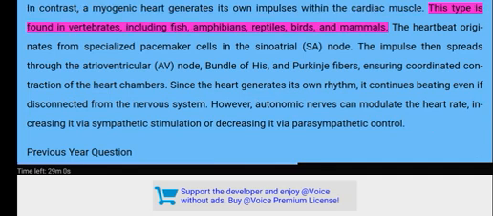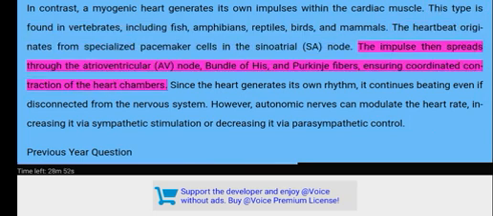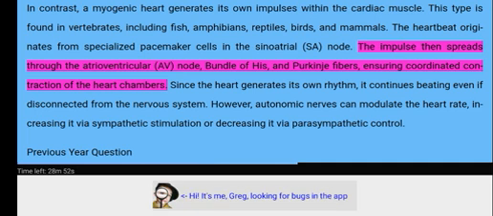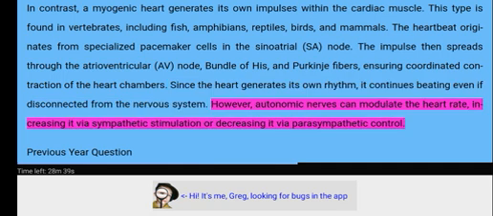This type is found in vertebrates, including fish, amphibians, reptiles, birds, and mammals. The heartbeat originates from specialized pacemaker cells in the sinoatrial SA node. The impulse then spreads through the atrioventricular AV node, bundle of His, and Purkinje fibers, ensuring coordinated contraction of the heart chambers. Since the heart generates its own rhythm, it continues beating even if disconnected from the nervous system. However, autonomic nerves can modulate the heart rate, increasing it via sympathetic stimulation or decreasing it via parasympathetic control.